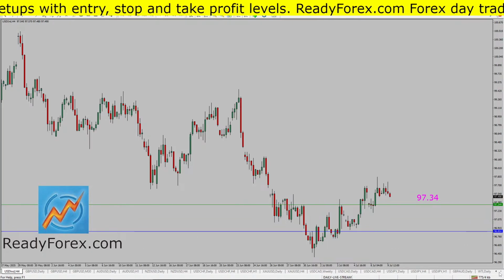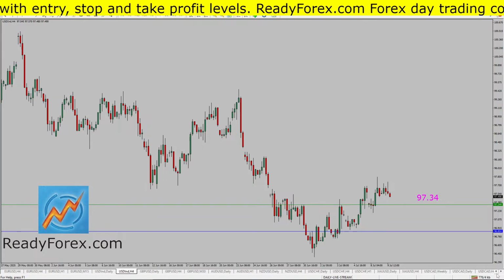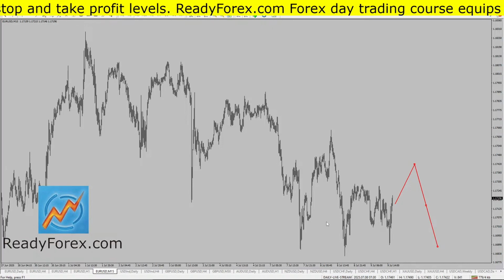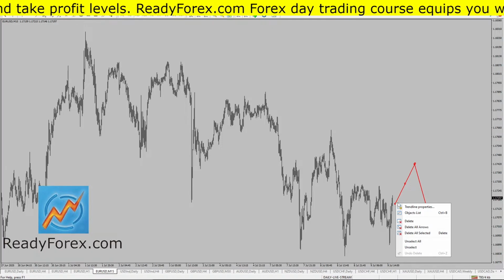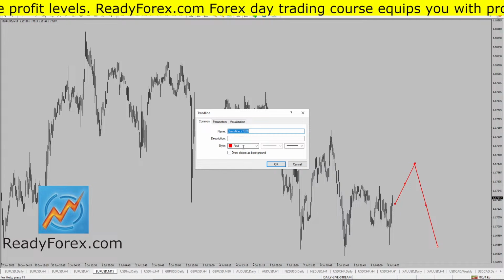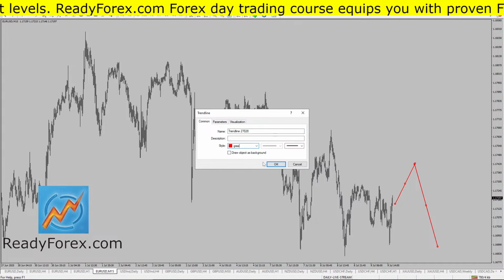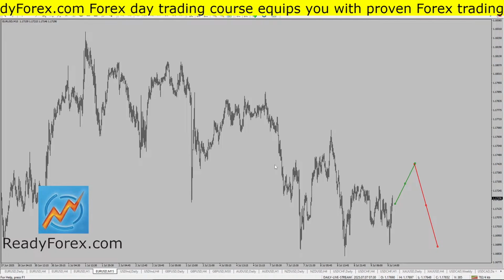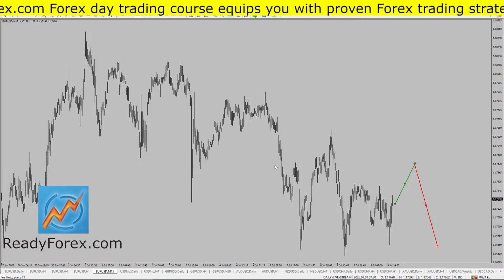Let's go over to the euro dollar chart. Euro dollar is actually trying to go up. Yes. So this is the expectation that euro dollar is probably going to rise up first and then it's going to drop.